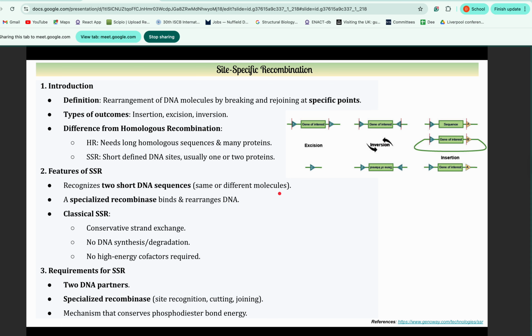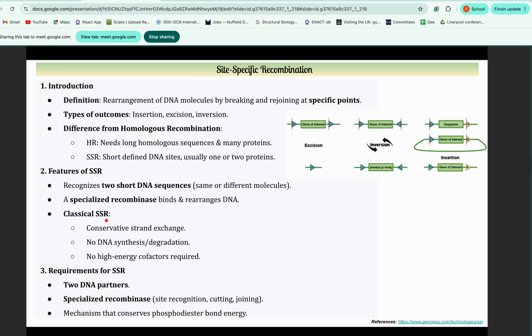Now if we talk about the features of SSR, it recognizes 2 short DNA sequences, which are either on the same or different molecules, and a specialized recombinase binds and rearranges the DNA. For example, in this case, as you can see, these 2 short DNA sequences could be the same or different, and they are recognized by special recombinases. The region inside these sequences depends on what your recombinase is doing. It can either get excised or inverted, or if there are two different chromatids, it can get exchanged between both of them.